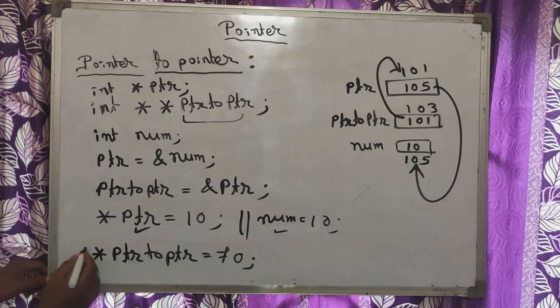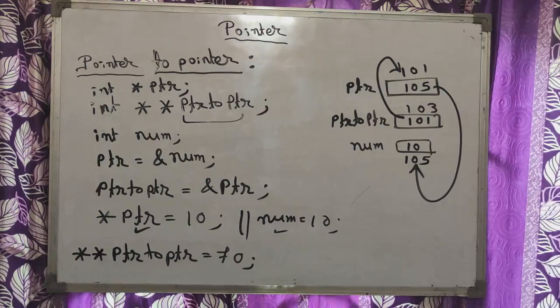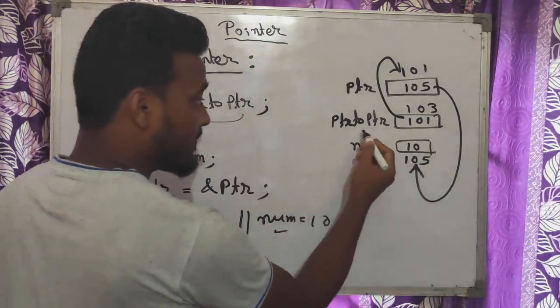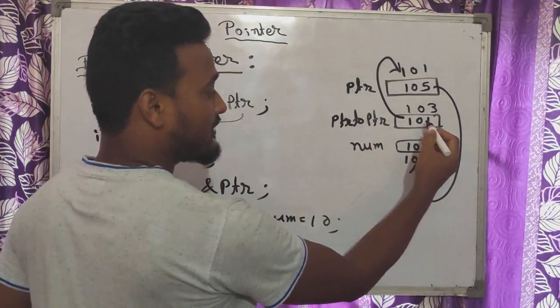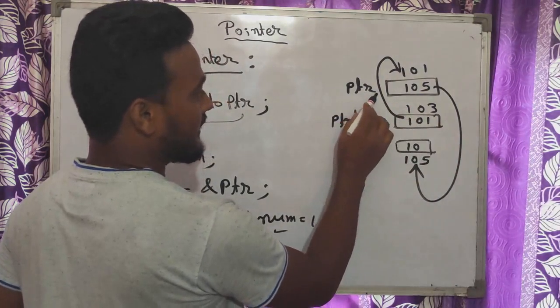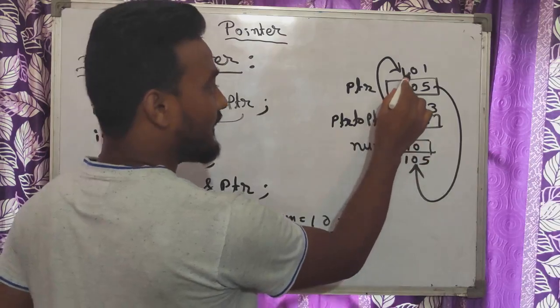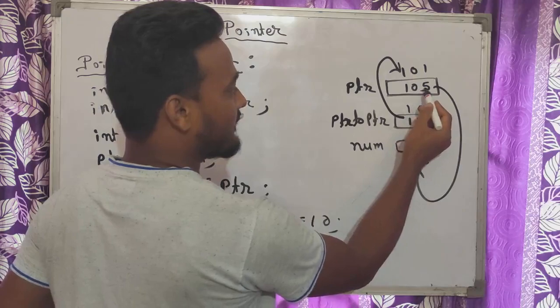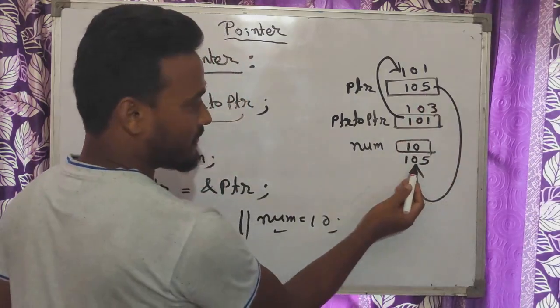This time we have to write two asterisks because of dereferencing, right? So what does ptrtoptr mean? Inside this ptrtoptr variable, what is the memory address? 101. That means the memory address of ptr. So it will go there. Inside 101, you can see the memory address is 105. So it will go to the memory address 105.